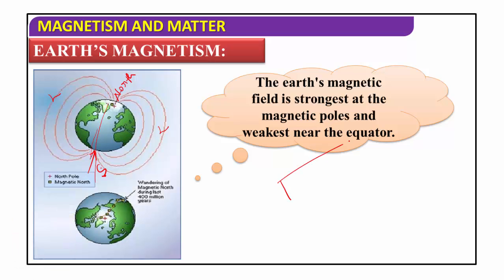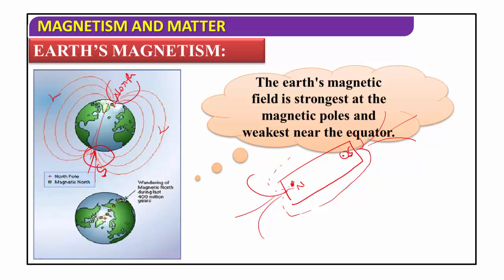Suppose you consider a bar magnet, which has two poles, one north pole and another south pole, and iron filings are sprinkled over the surface of the bar magnet. Here, concentric curves are produced. At these two points, the north pole and south pole, the magnetic field is very strong. Here also the earth's magnetic field is strongest at the magnetic poles. This is the north pole and this is the south pole. At these two regions the earth's magnetic field is very strong, and weakest near the equator. This is the equatorial line.